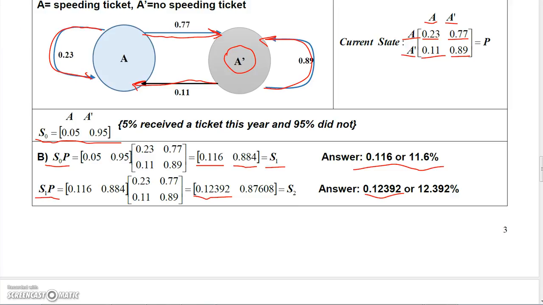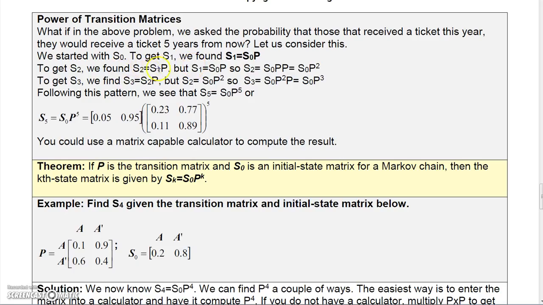So that's some pretty interesting stuff, huh? Now you probably see a pattern developing here. We start with the initial state matrix S naught, and to get S1 we do S naught P, and then to get S2 we do S1P. So S2 would be S naught P times P, which is S naught P squared. And then to get S3 we do S2P, but S2P is S naught P squared, so S3 is S naught P squared times P, which is S naught P cubed.